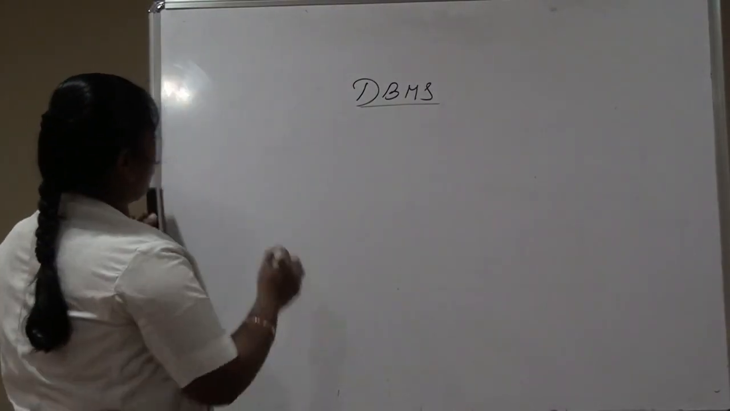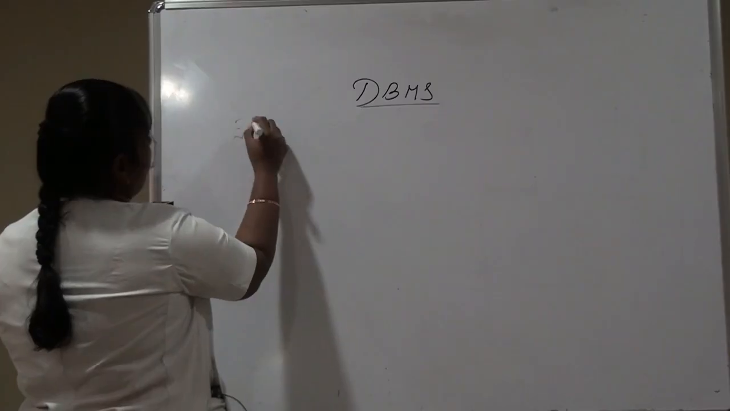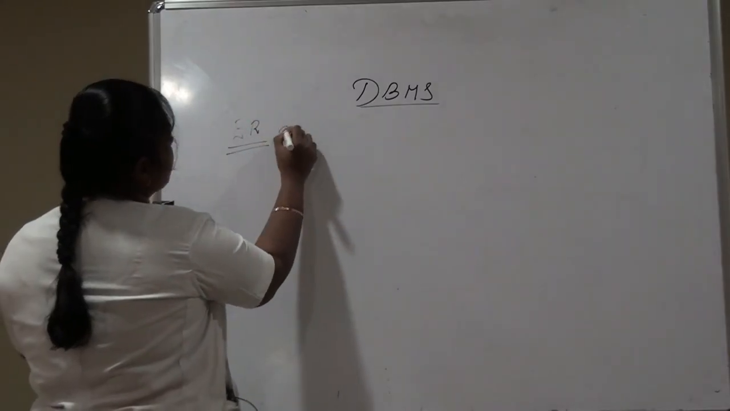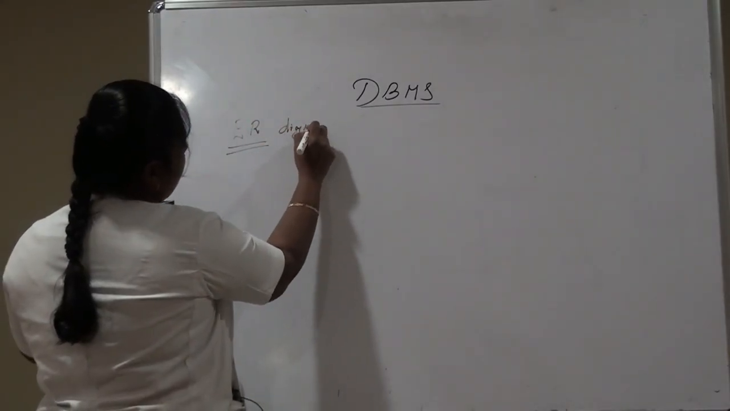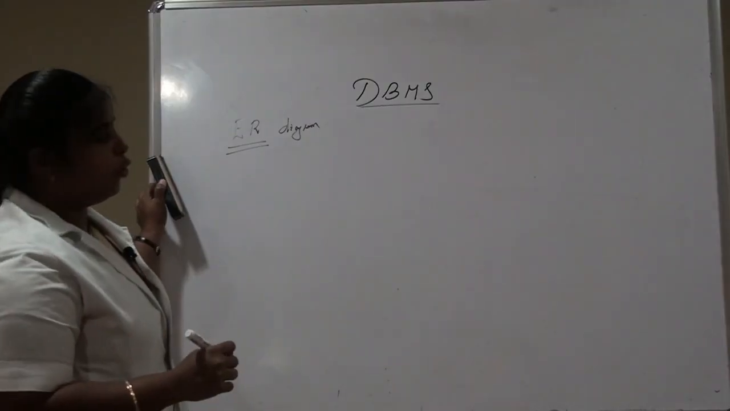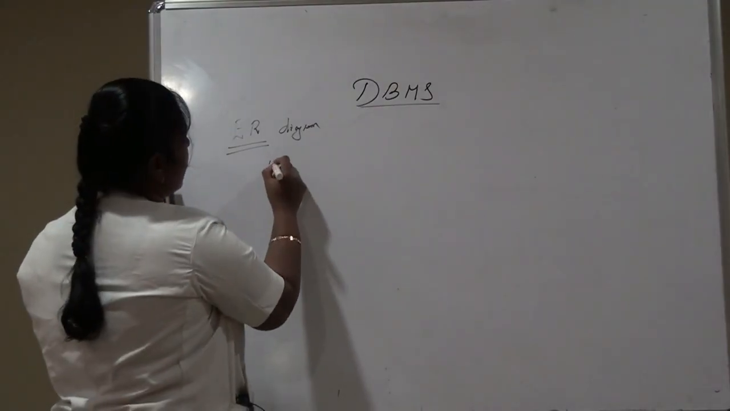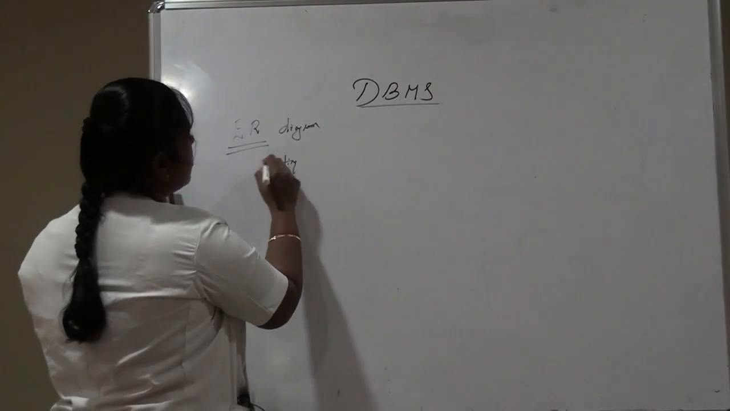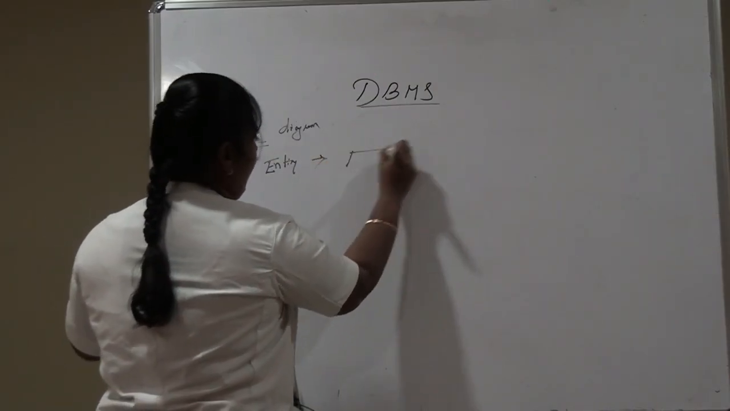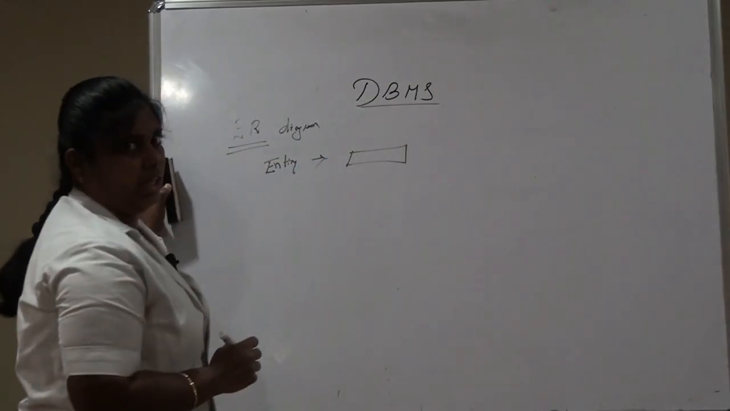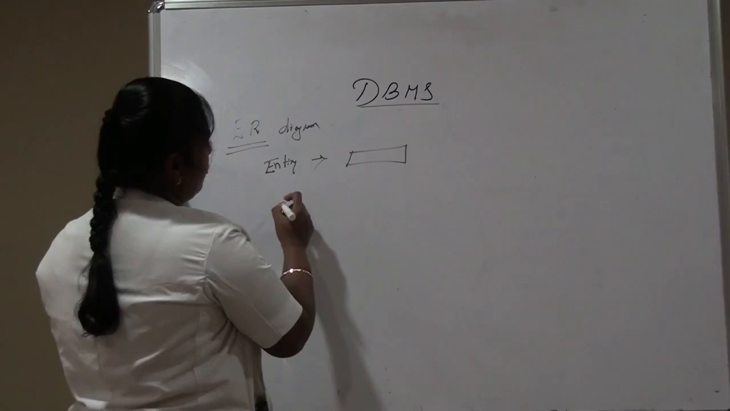The next interesting topic is ER, the entity relationship diagram. Here, notation is applicable. What is an entity? What shape are you going to follow? Rectangle is the shape for an entity. An entity is a real world object that we have to use.